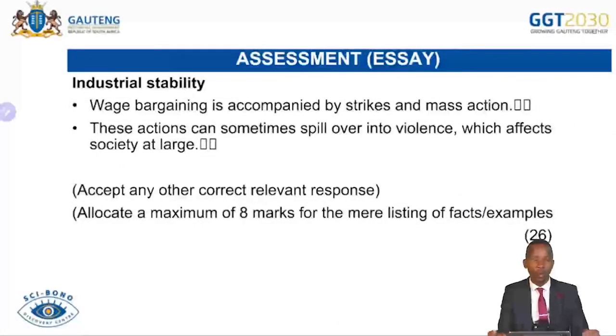Industrial stability. We know that wage bargaining accompanied by strikes will always lead to what? Businesses supplying less goods and services because of the strikes. Because of that, the business might decide to do what? To increase those wages. But then it takes time. So it leads to less peace within the industrial sector because of strikes that go on. Some of them will take a period of 3 months. Some will even take longer, which means production remains constant, the supply remains constant. So industrial stability is affected negatively because of that.